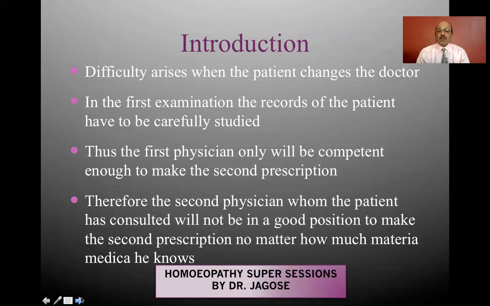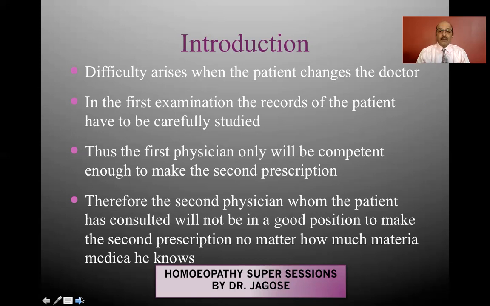Well, the difficulty arises when the patient changes the doctor. So if the patient is not satisfied with the doctor, he goes from one doctor to the other. So why does the difficulty arise? Because in the first examination, the records of the patient have to be carefully studied. The difficulty will come because the second doctor does not know what remedy has been given in the first examination. Only the first doctor will know this because he has taken the full case, he has carefully studied and examined the case, and he has given the medicine. Thus, the first physician only will be competent enough to make the second prescription.